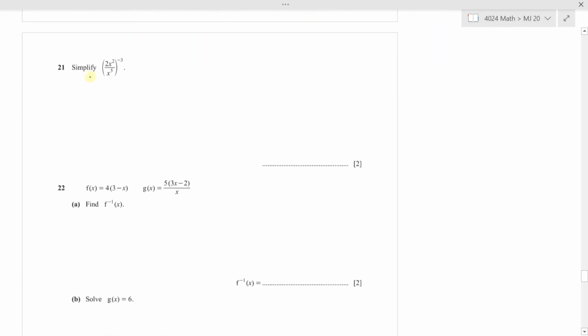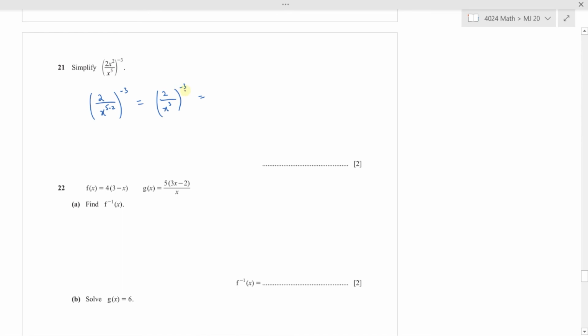Question number 21: you have to simplify this expression given. I'll first simplify the expression inside the bracket before bringing this power inside. So you have x power 5 in the denominator and x squared in the numerator. Since you are dividing the two, the powers will be subtracted. So you will have 2 over x power 5 minus 2. Since the larger power is in the denominator, I'll bring this power down, it will be subtracted. And then you have minus 3 outside. So this will be 2 over x power 3, whole power minus 3.